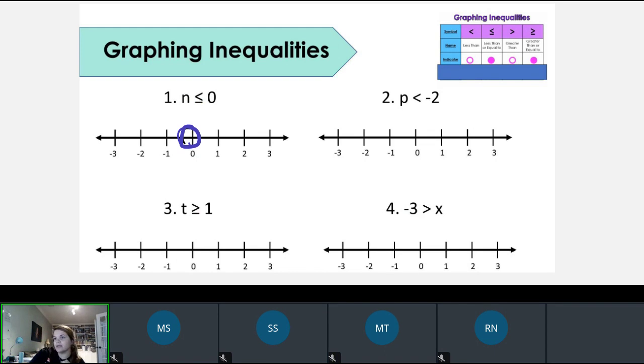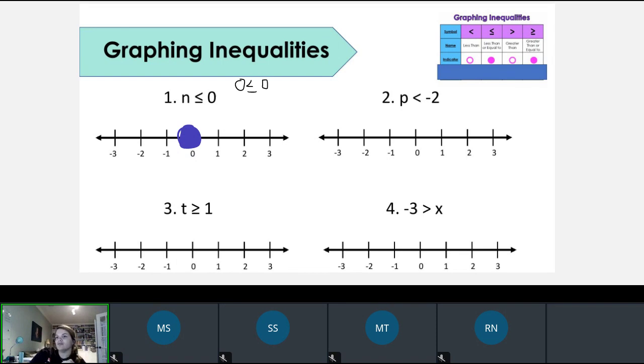So what that tells me is that I can include the number 0 in my solution set. Because if I plug in 0 for n, I get 0 is less than or equal to 0. Is that a true statement? Yes. So 0 is not less than 0, but it is equal to 0. So that's a good question, Micah. The reason we're going to have a closed circle when there is an equal to sign is because we want to include that number in our solution.